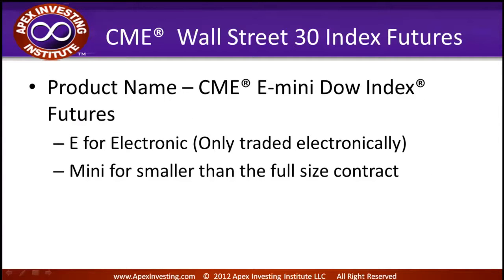The product name for the CME E-mini Dow Index Futures on Nadex is the Wall Street 30. The E in E-mini means electronic, meaning it's only traded electronically, and the mini is for smaller than the full-size contract.